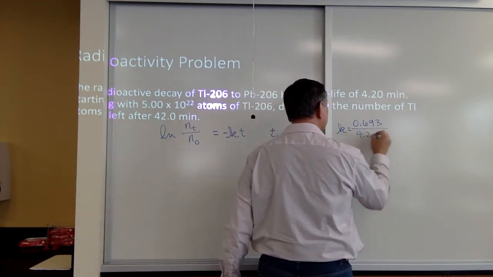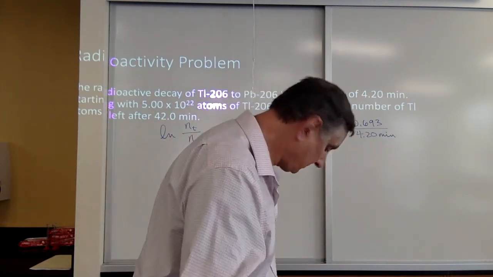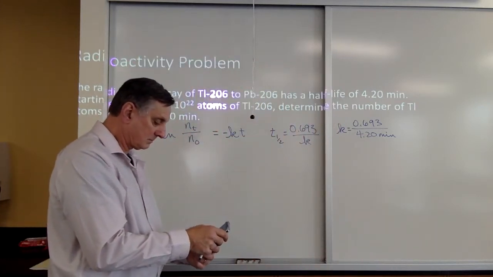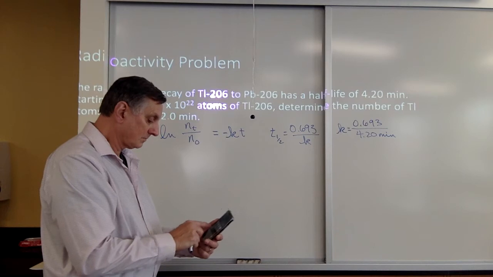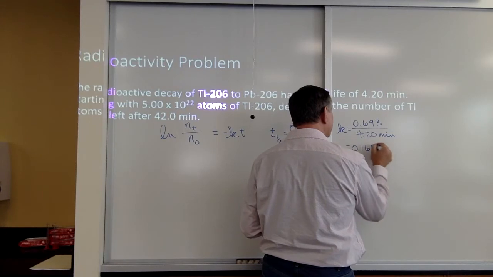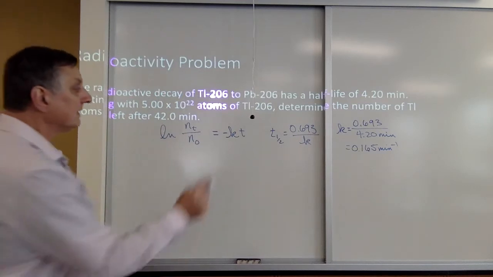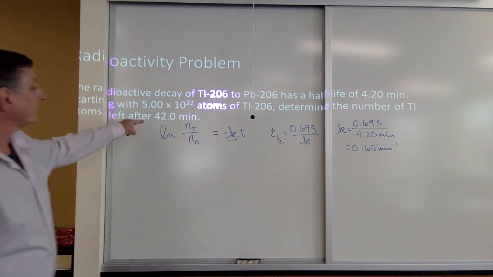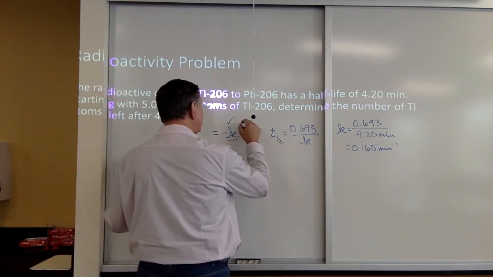Divided by 4.20 minutes. So k has a value of 0.165 minutes to the minus 1. That k is the same thing as this value here. Here we're given the time, so we know k. Now for the big problem, we know k because we just calculated it from the half-life.